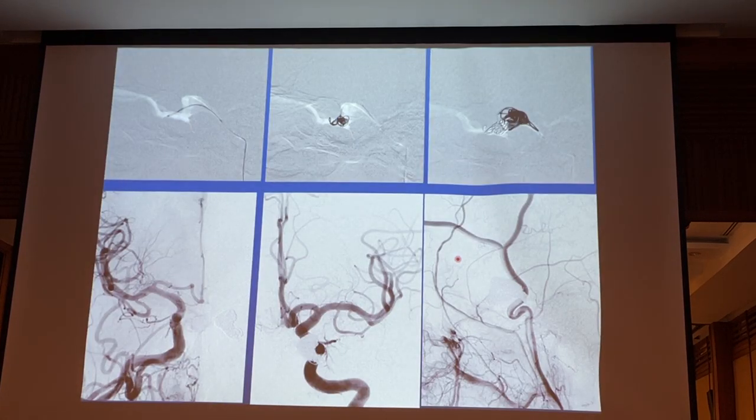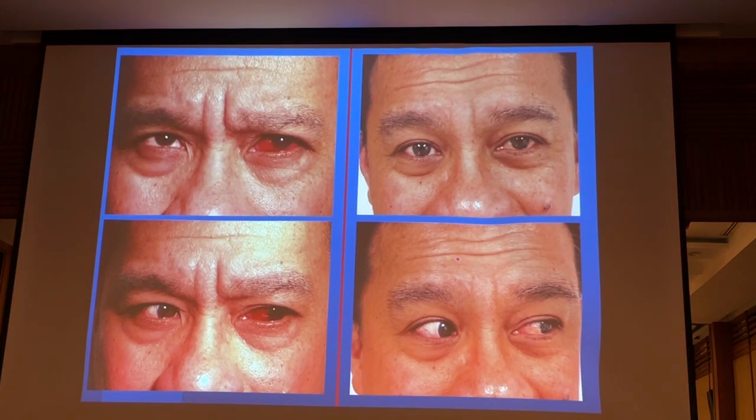This was occluded with detachable coils, a combination of detachable coil and fibered coils. Fibered coils have a Dacron fiber attached to the coil, so it's more thrombogenic than just a platinum detachable coil. So this is before and after treatment.